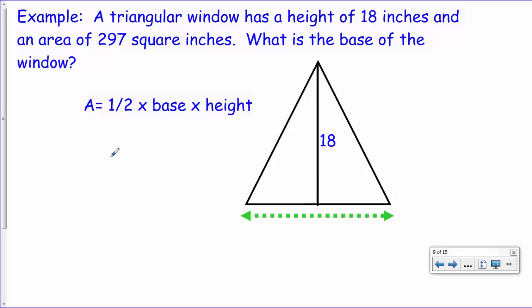Our next example is a triangle. A triangular window has a height of 18 inches and an area of 297 square inches. What is the base of the window? This time we're given the area, 297.